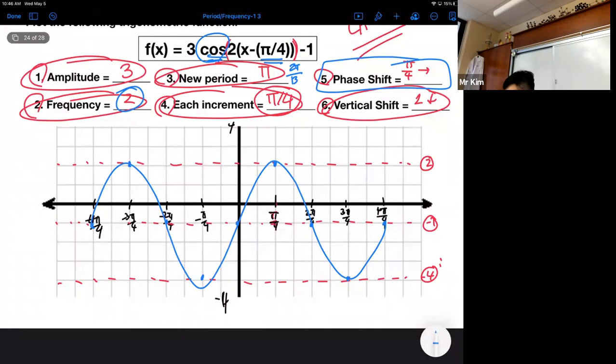Yes, Steph? For the each increment thing, will that always be your first point, right after 0? Well, the phase shift said pi over 4 units, that's why I started at pi over 4. But for each increment, all that matters is that you make the increment pi over 4 each time. Yes, Joshua?